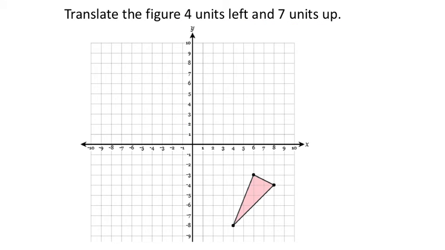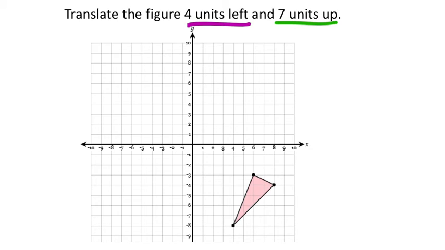This one says to translate the figure 4 units left and 7 units up. So still a triangle, only 3 points to move. Hey, that's not too bad. So 4 units to the left and 7 units up. So I'll do the 4 units to the left in purple, just like we did on that last example, and then 7 units up in green.